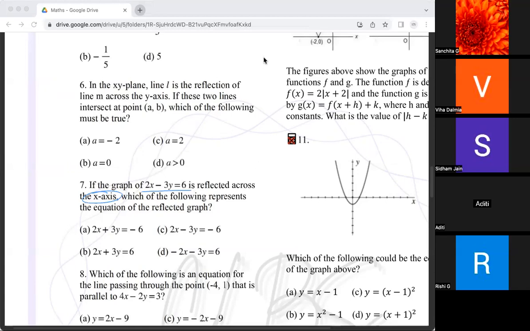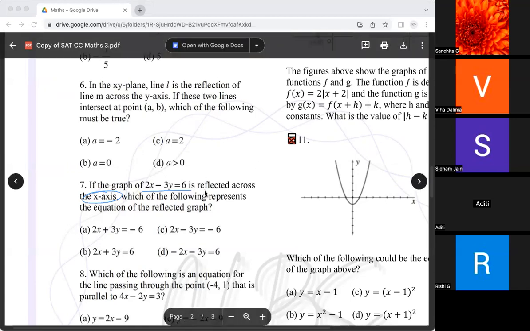Okay. Aditi, tell me, what option did you get? 7A. A. Okay. All right. Siddha? A. All right. Viha, tell me. A. All of us got A. You didn't read the question well. No, it's incorrect. Mom, I didn't get A. What did you get? Mom, I got C. Okay, let's have a look at it.